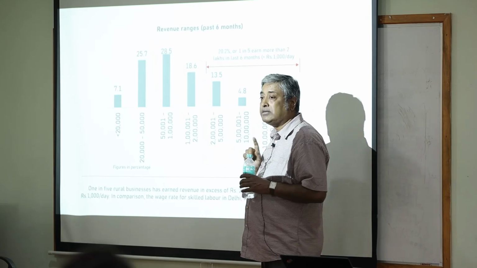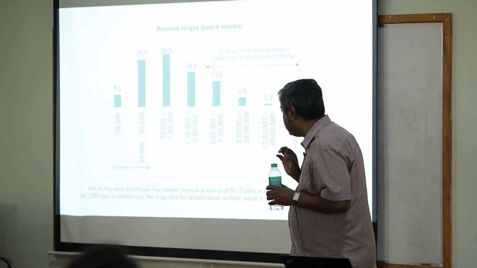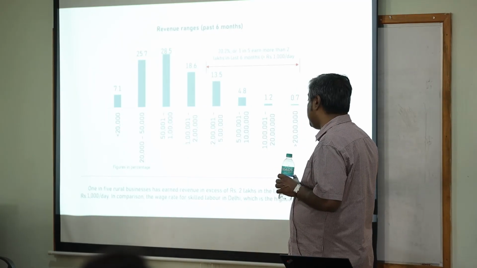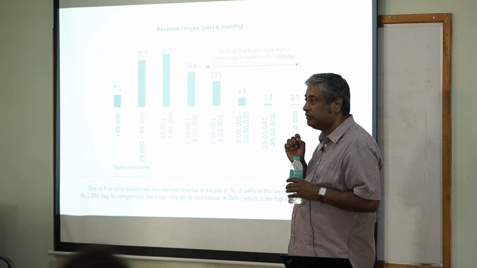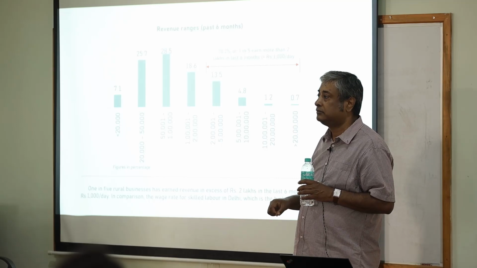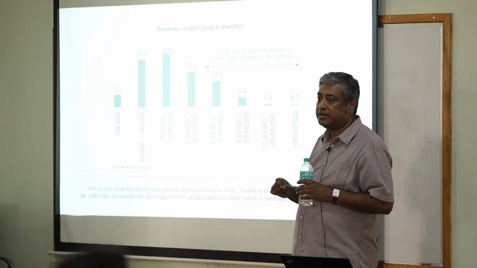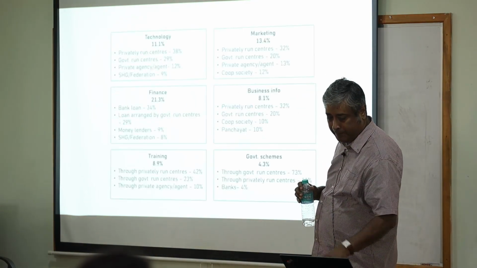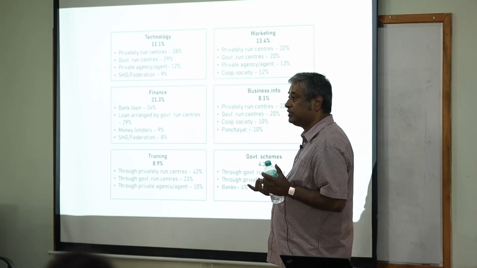Which is more than rupees 1,000 a day, which is more than the 783 rupees per day, which is the skilled wage rate for the National Capital Territory of Delhi, which is the highest in India. Okay, that is the highest in India, and it is even more than that. But are there problems? Of course there are problems.